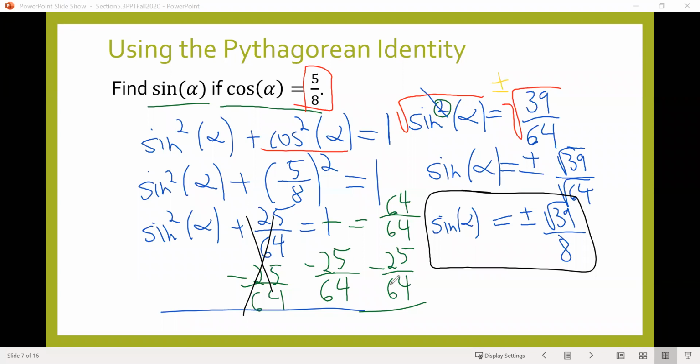Good? All right, we have one more thing we have to think about, though. This plus or minus. And the reason for that is when we have a specific angle alpha, we can't have the sine of that angle be both a plus and a minus. It has to be one or the other. So the next question is, how do we determine which one to use here? And the answer? We'll find out in a later video.